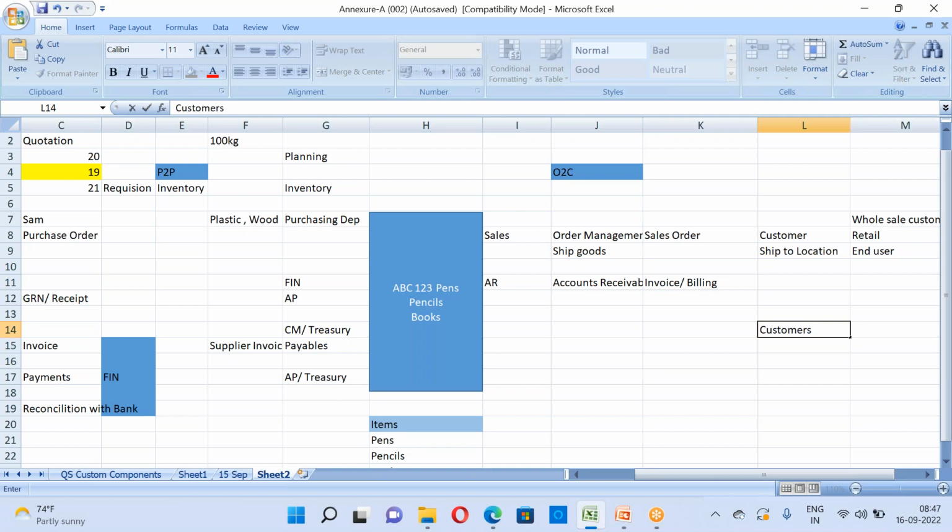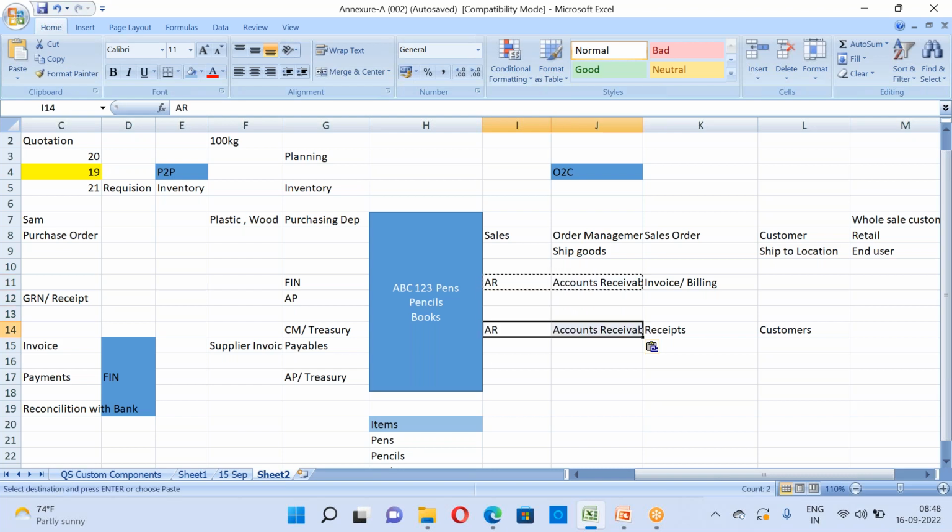So how are you going to record that in the form of a receipt? You are receiving money, right? You are receiving money against which you are giving a receipt to the customer. So that is where your receipt comes into the picture, from the customer.